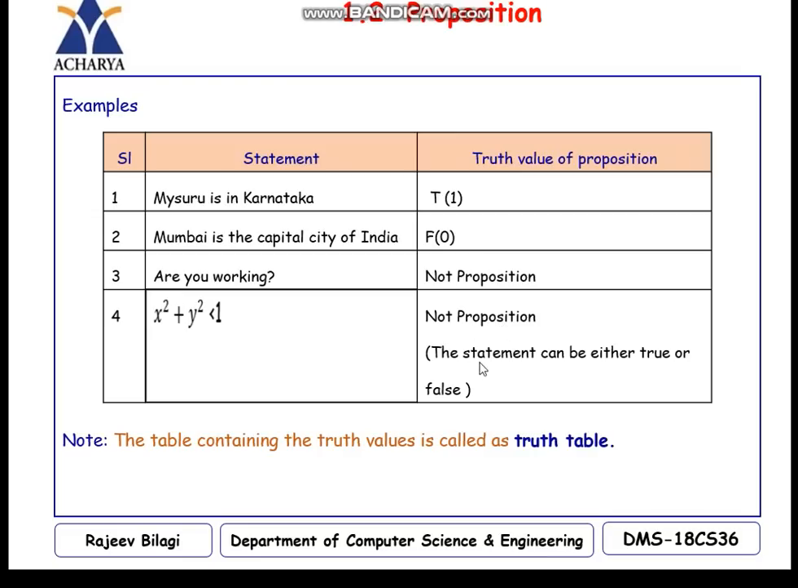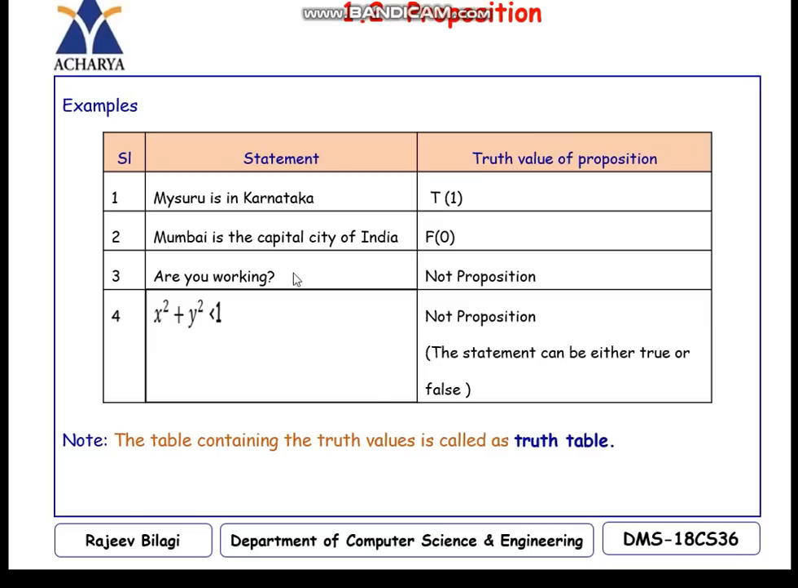This is not a proposition because the statement can be either true or false depending on the values of x and y. If x is equal to 0 and y is equal to 0, then it is true. If x is equal to 1 and y is equal to 1, then it is false. So this is what a non-proposition is.